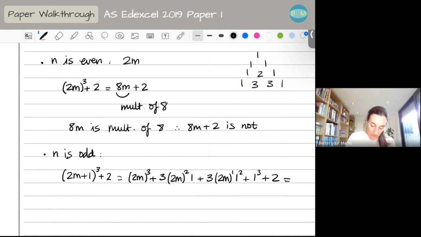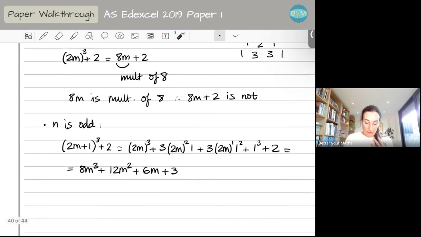If I write things a bit better, I have 8m cubed plus 12m squared. And then I have 2 times 3, plus 6m plus 3, no? 2 plus 1, 3. This is difficult to see if it's a multiple of 8, but it's very easy to see that it's not a multiple of 2.